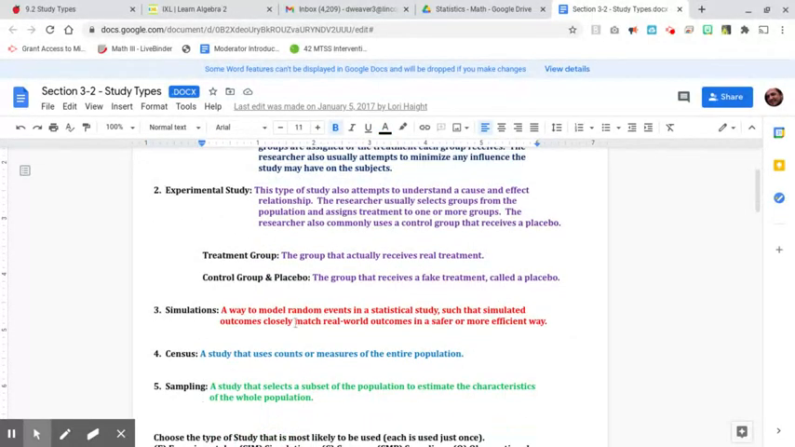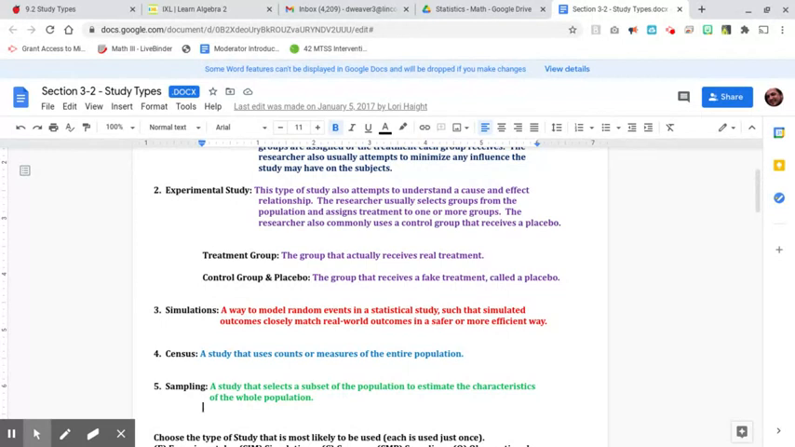Next is a simulation. A simulation is a way to model a random event in a statistical study. So for instance, if we know something has a 50% chance of happening, then we could flip a coin instead of actually going out to a store and doing it. If we know the chance of someone buying gas at the gas station is 50%, then we could just flip a coin instead of actually going to the gas station and finding each person to see whether they buy gas or not. So we're simulating what's actually happening.